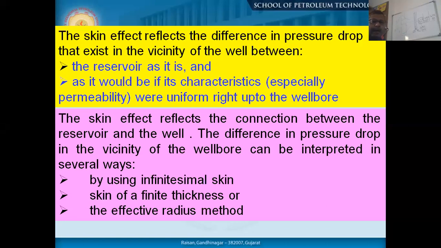So that means by different ways we could understand it, by using infinitesimal skin of a finite thickness and the effective radius method. So what is the meaning of infinitesimal small skin? Anybody? One is a skin of finite thickness, that means you have a certain h value. Small skin, very small skin, means you have more or less no change in the permeability value, and another is the effective radius method. I will come to this one by one, and then we will discuss.